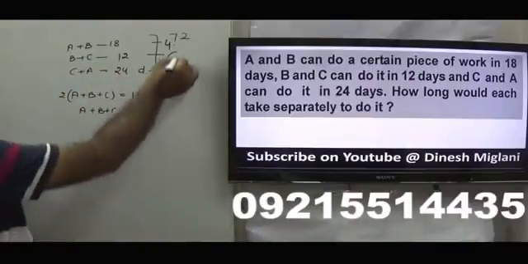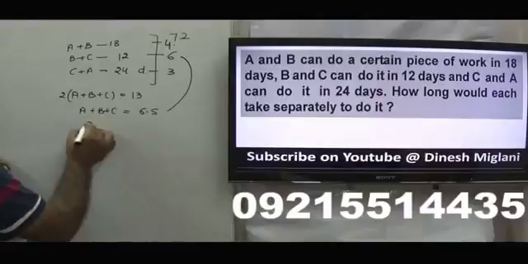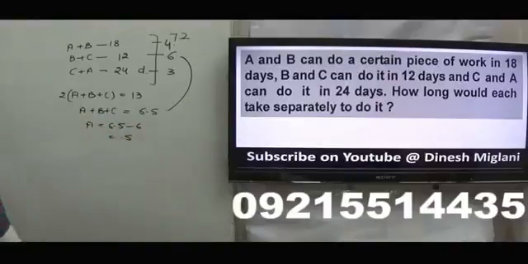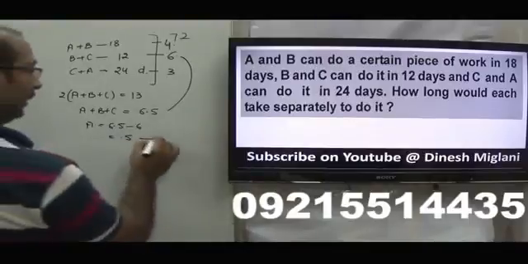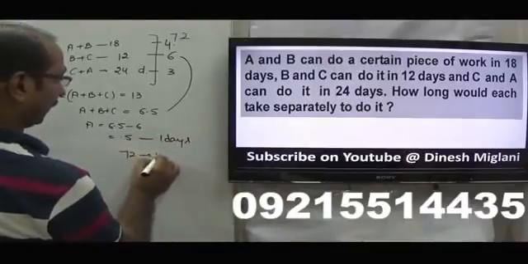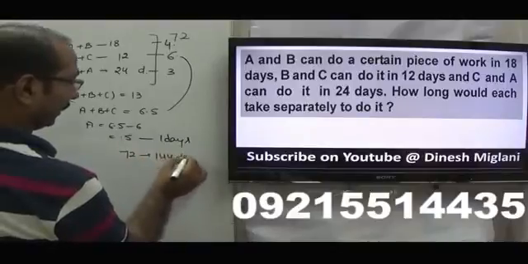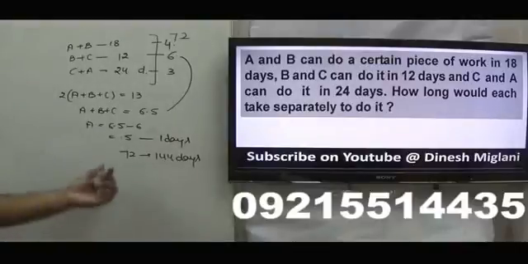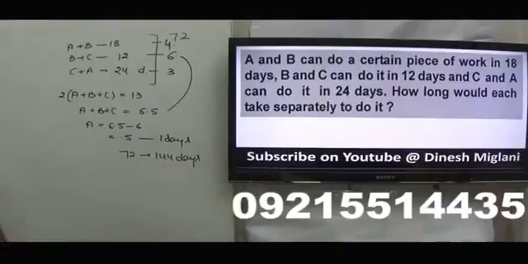A, B and C together, how much do they do? 6.5. It means how much will A do? 6.5 minus 6, I can say 0.5. So A does 0.5 work in one day. What is the total work? That is 72. How much time does it take? 144 days. That's your answer, right? I can say 0.5 they take one day. For 72 they take 144 days. Here I can say answer is 144.